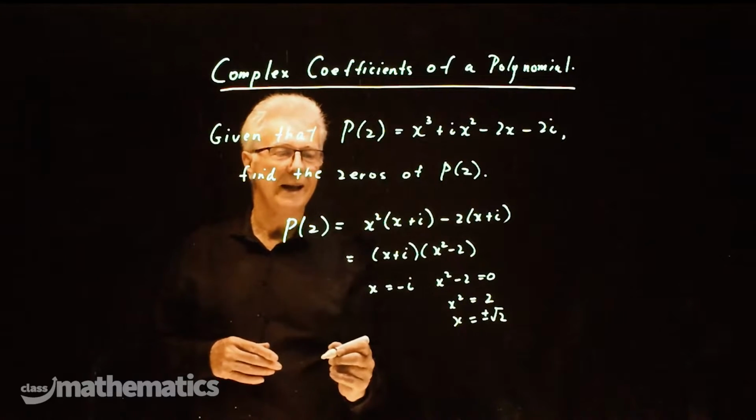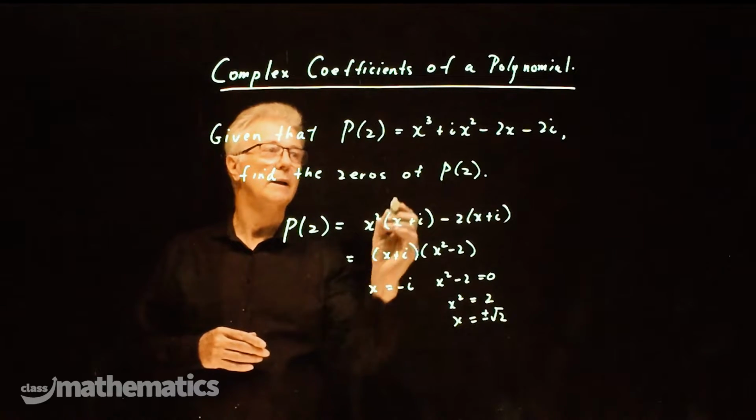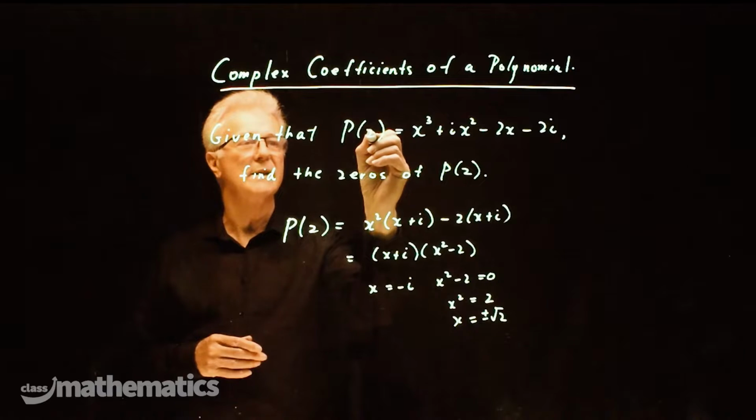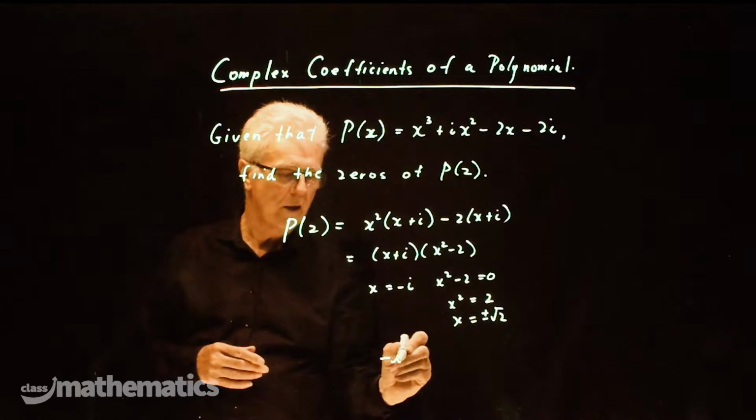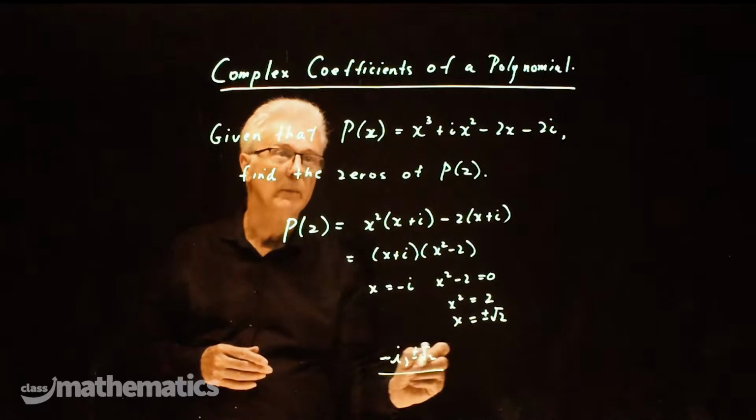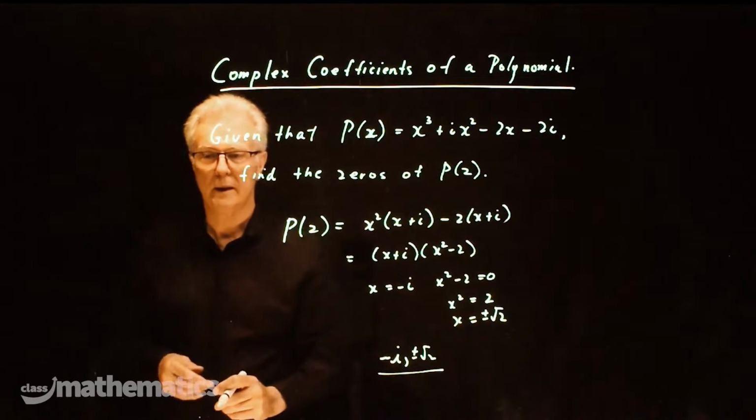I'm sorry, I put x's in there. It should be in z. It should have been, oh no, this should be an x here at the start. So whether you call it x's or z's, it doesn't really matter. So these are the zeros, minus i, plus or minus root 2 are the zeros of that polynomial. Done.